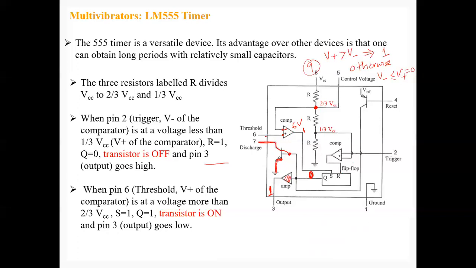When this threshold is greater than 6 volt, right? Does it make sense? When threshold is greater than 6 volt, then you get 1 here. When this is 1, let's see what happens. Your S is 1, right? When S is 1, set, right? Set is state. Then it gives me 1.